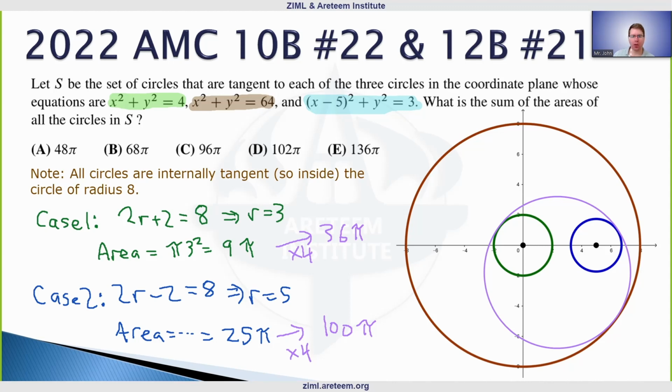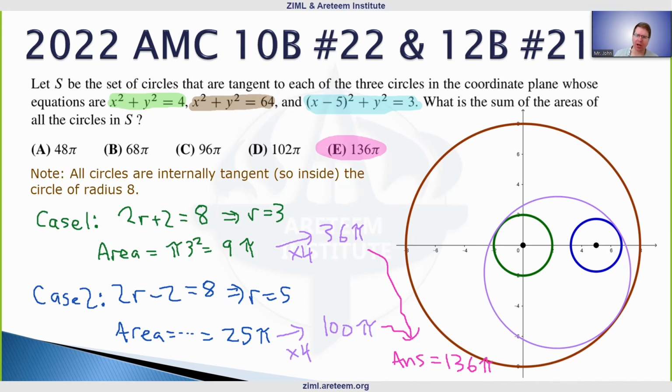So the total of these put together, right, our total answer then is going to be 136 pi, which is answer choice E. So that's what we have then here. So this is a good problem, especially thinking about it, right, as a contest question. What do we want to do a little bit more formally? I think it's good to calculate those exact radii, right? So we know, okay, the circle is either this big or that big.